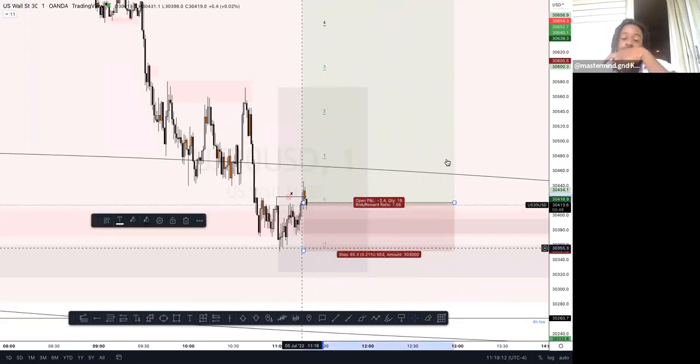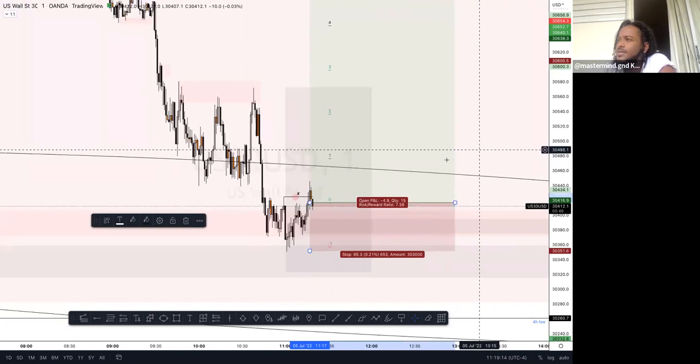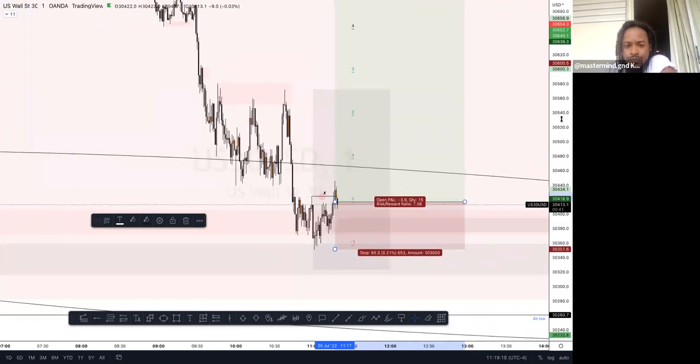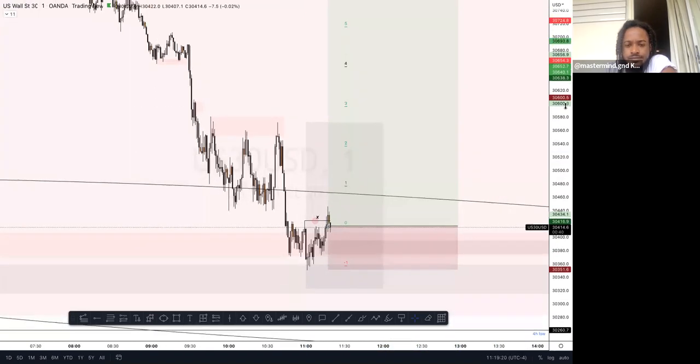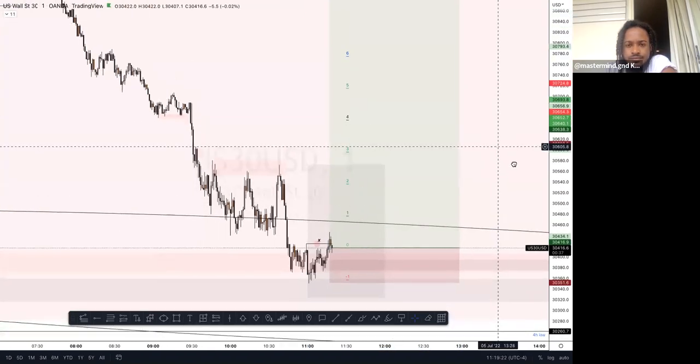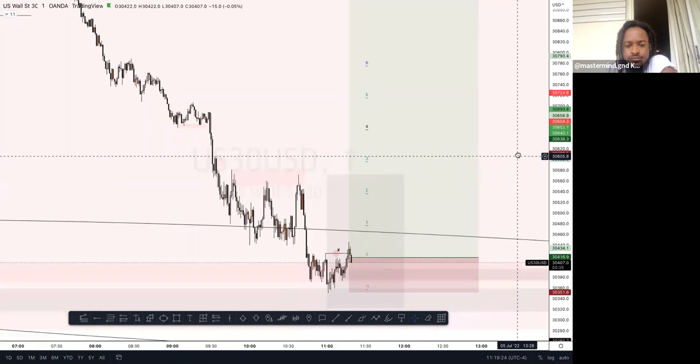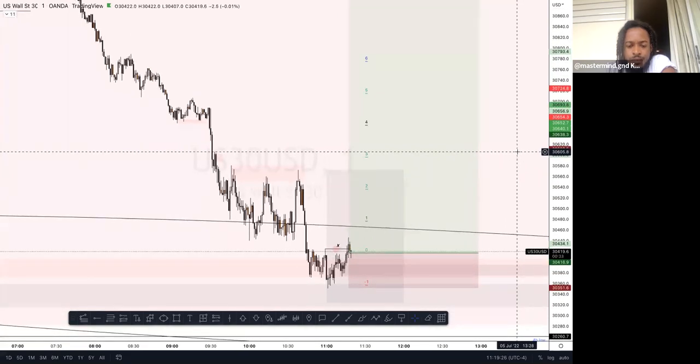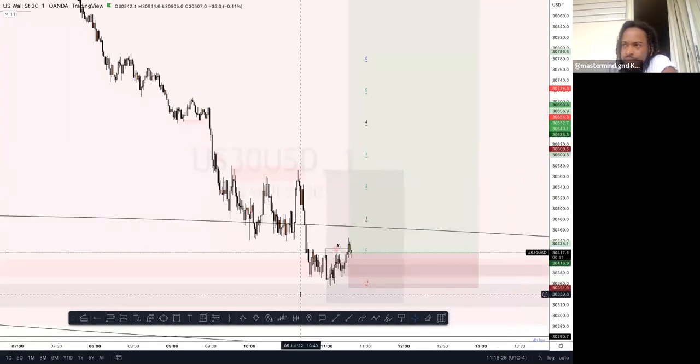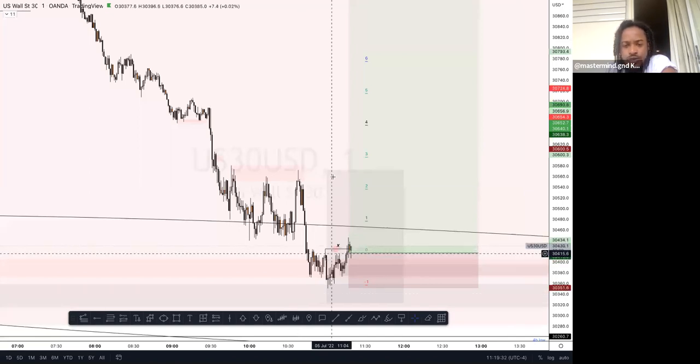If you want to keep your risk low, you can keep your risk low because it is counter trend. We're at 15-minute demand, 4-hour demand with 1-minute confirmation.